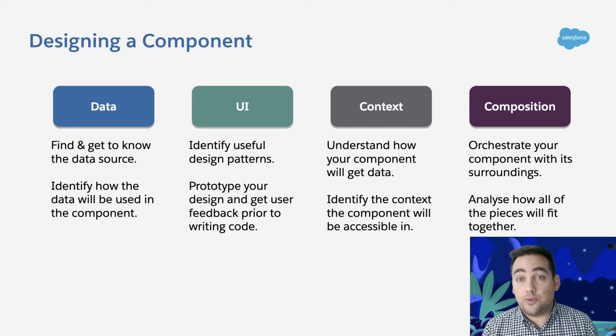We're then going to take a look at the user interface and how we can identify common design patterns that we're already using in our other components and bring them into this Property Explorer component. We're then going to prototype that and identify what works, what doesn't work, and take that prototype and maybe use it later to sketch out our component.